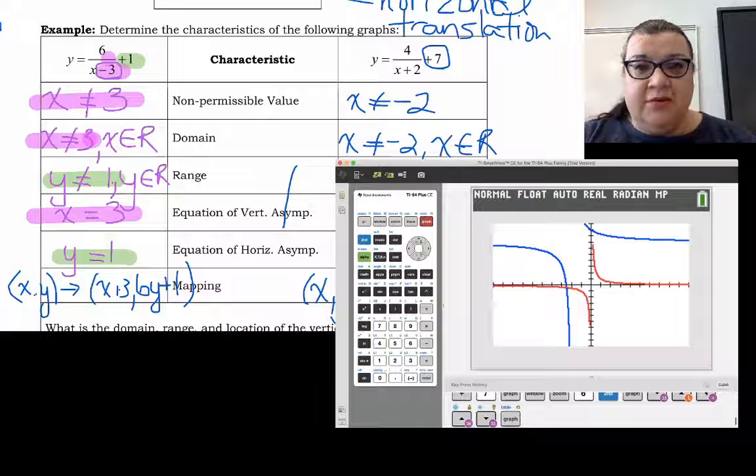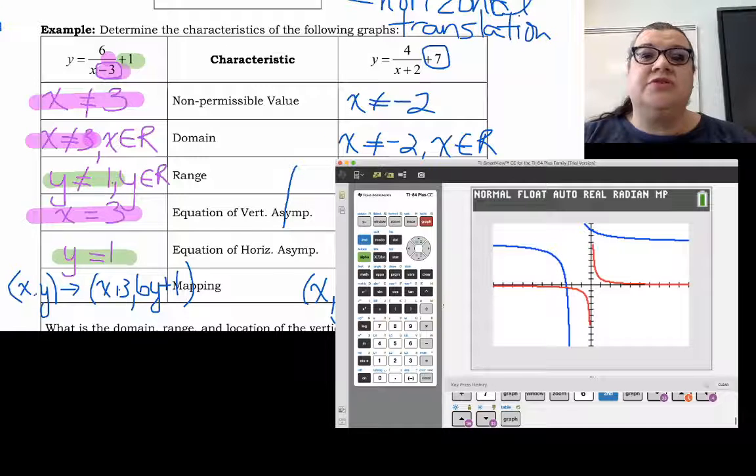So we moved up 7. We've also moved to the left 2. You can see that in our vertical asymptote. Instead of being at 0 before, it is now at -2. We've moved to the left 2.